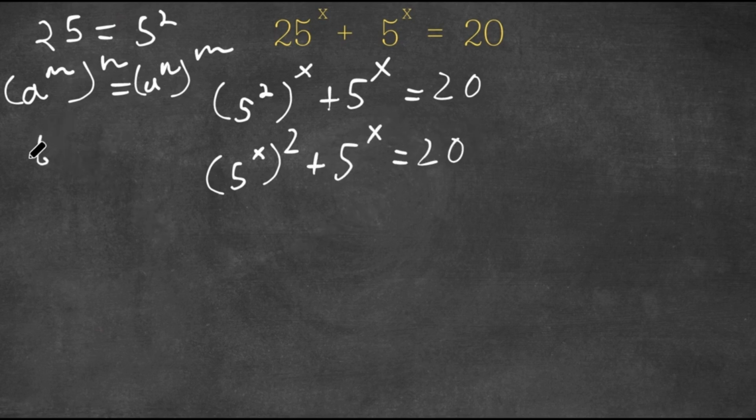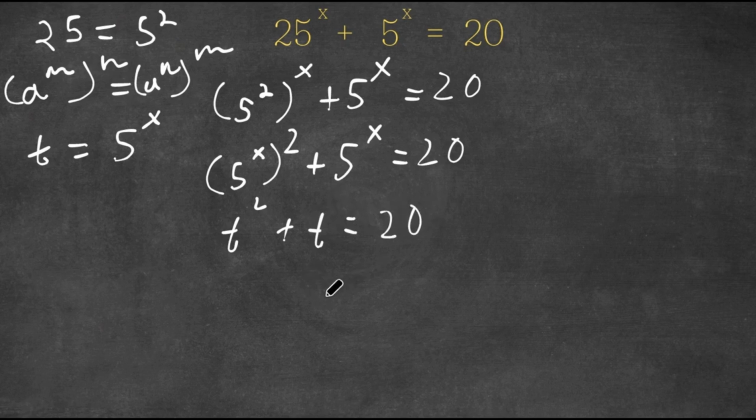So now I'm going to let the variable t equal to 5 to the power of x. So now if I replace t with 5 to the power of x, I get t squared plus t is equal to 20. Now I'm going to subtract 20 on both sides. So now I get t squared plus t minus 20 is equal to 0.